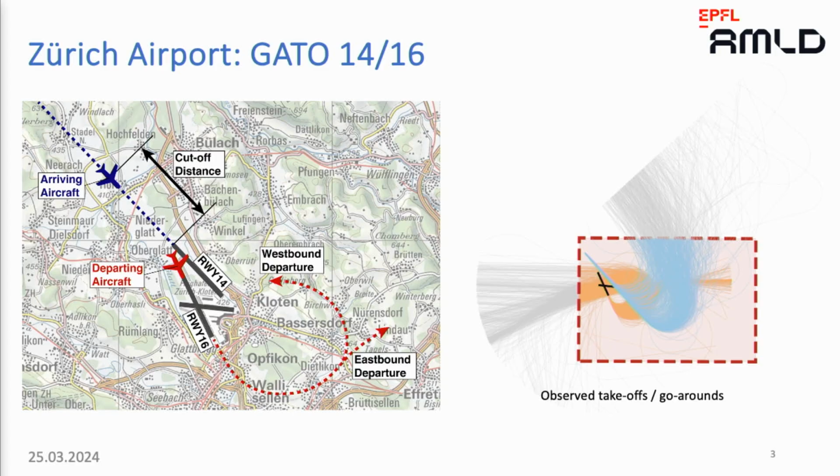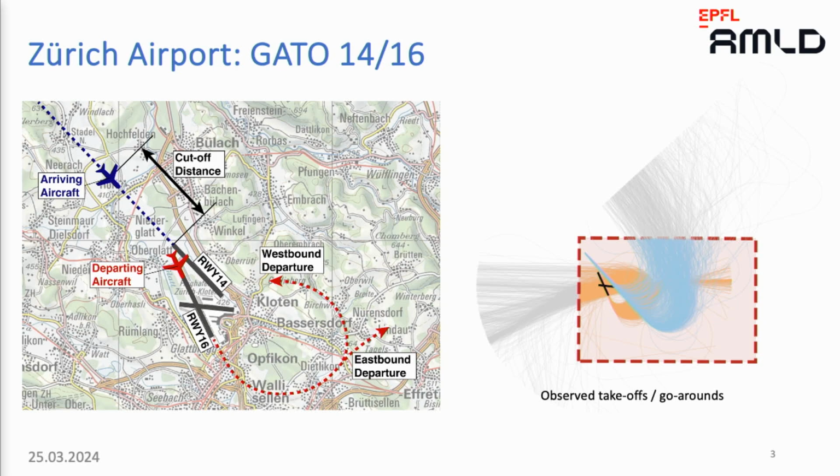First of all, let's talk a bit about some context here. So at Zurich Airport, there is kind of a problem that is called the GATO 1416, which states that when an aircraft is arriving on runway 14 in blue here and misses its approach, its go-around trajectory intersects directly the departing trajectory from runway 16. So it's not very efficient for the collision risk here. So to mitigate the collision risk, stakeholders at Zurich Airport have introduced this cutoff distance where when there is an aircraft in this distance, no aircraft can move from runway 16.